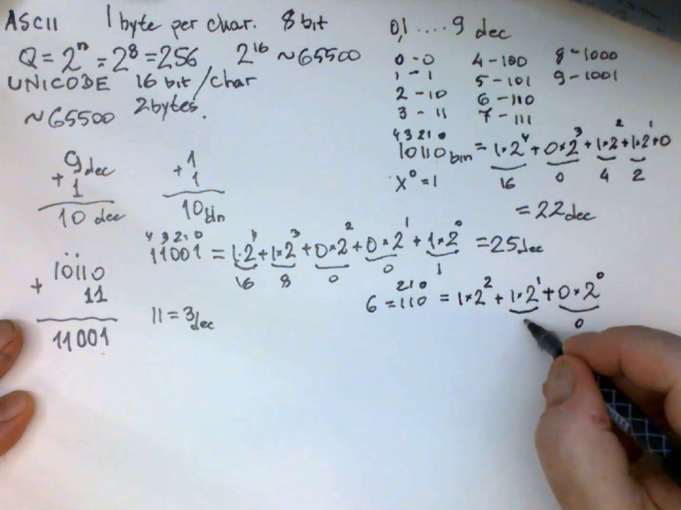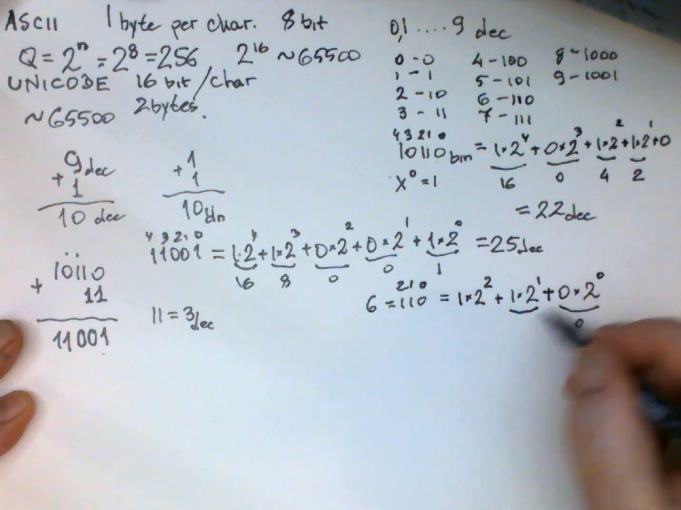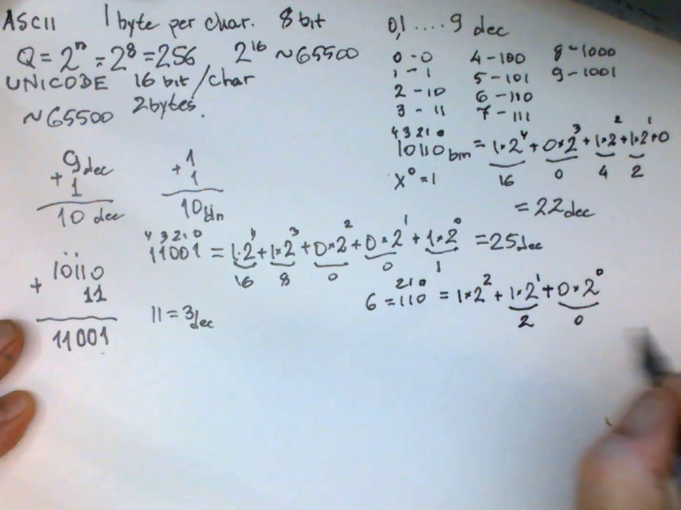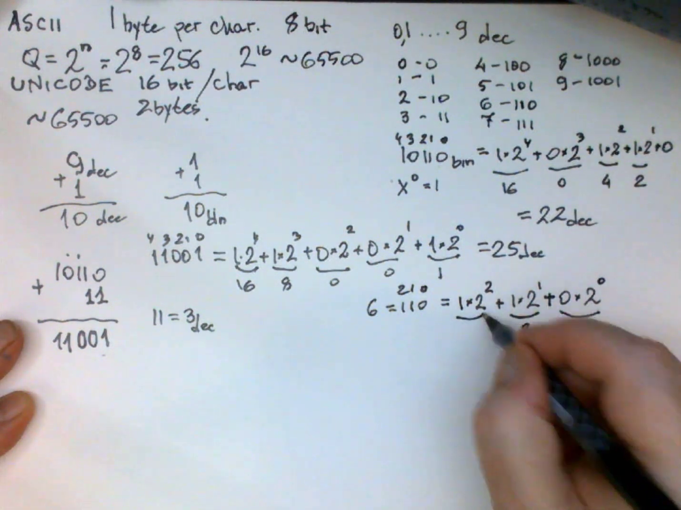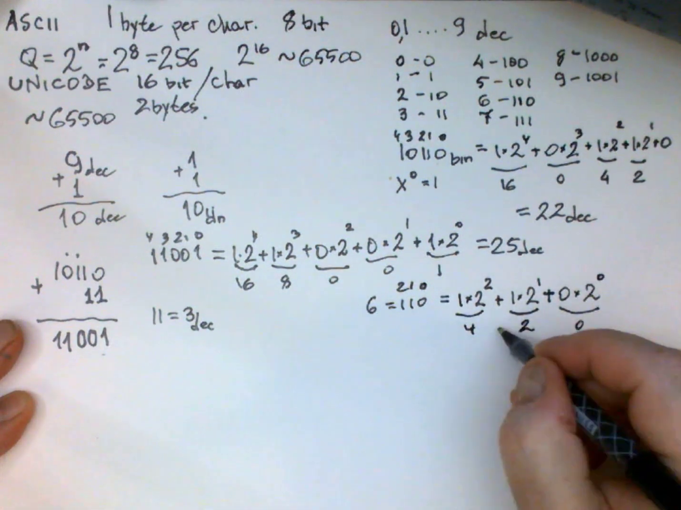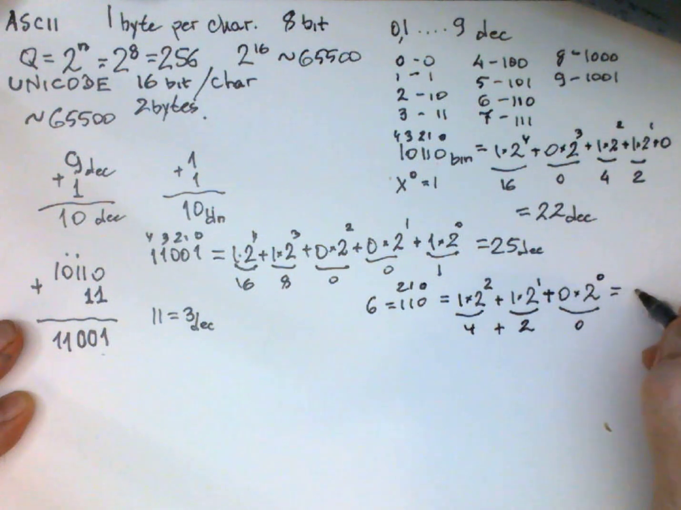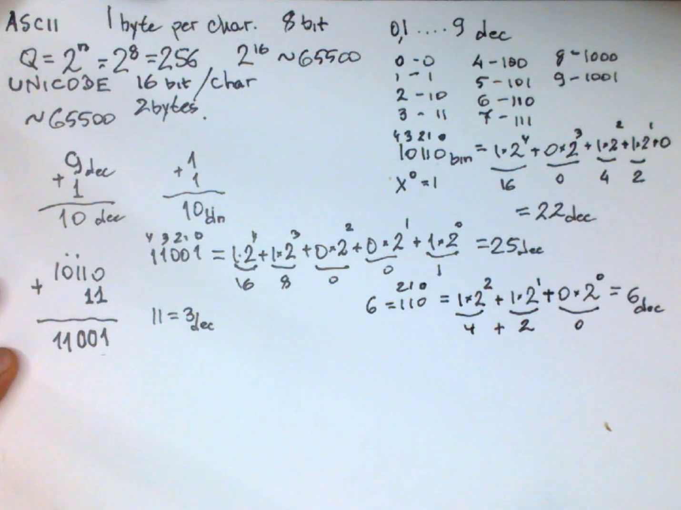1 multiplied by 2 to the power of 1. 2 to the power of 1 is 2. That will be 2, and that will be 4. 4 plus 2 is equal to 6 in decimal.